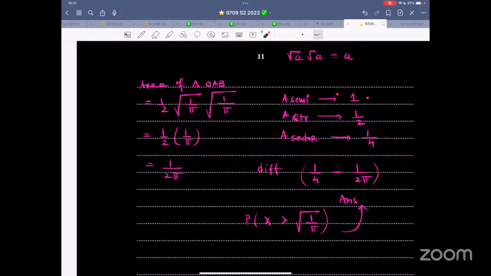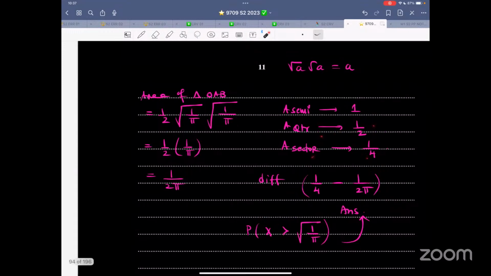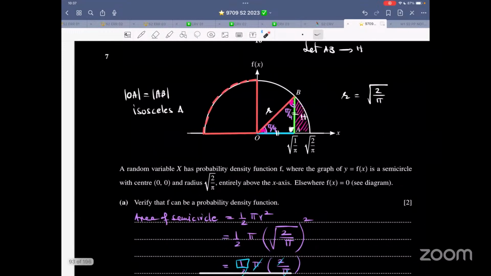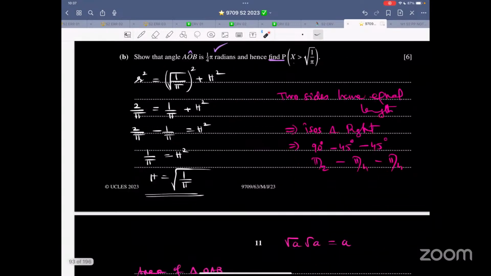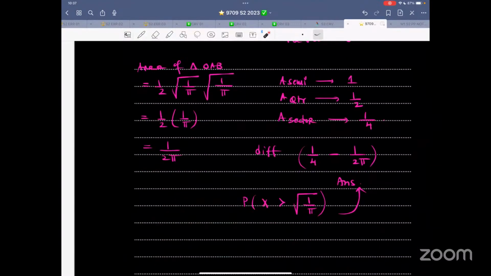Area of semicircle is 1. Area of quarter circle is half. Area of sector is 1/4. Why is it 1/4? Because this angle is pi by 4, and this angle is pi by 4. So therefore, these two sectors are equal. Got the idea? This whole thing was half, so this is 1/4 and this is 1/4. So again, a very conceptual question. So the area of this thing is done.